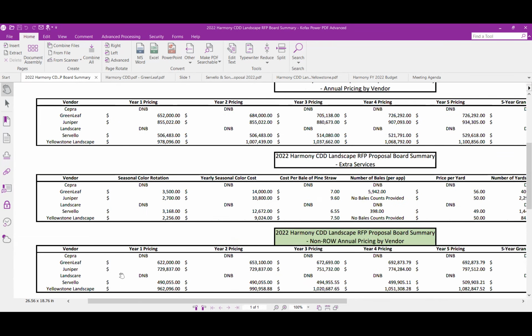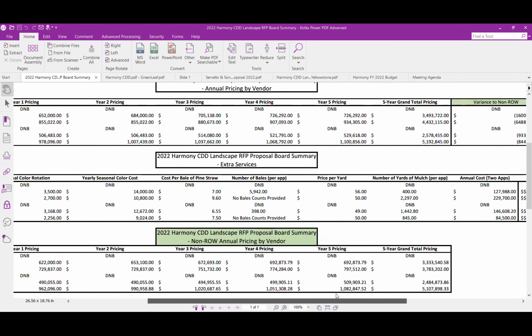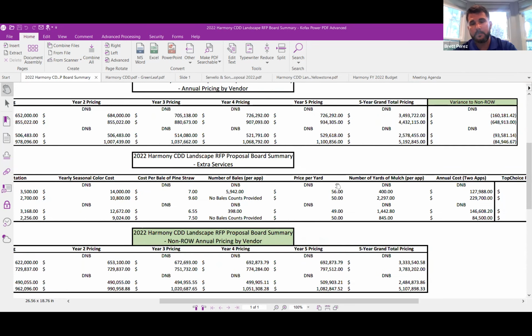So my question is, do we have a total dollars for mulch from each of these guys? That's what I'm looking for, because that's a big number. Yeah, so what you would do there is your price per yard of mulch is right here. And then the number of yards per application is right here. But I broke it into two. I can revise this so you can see just the cost per app, but this cost per app does include your pine straw.